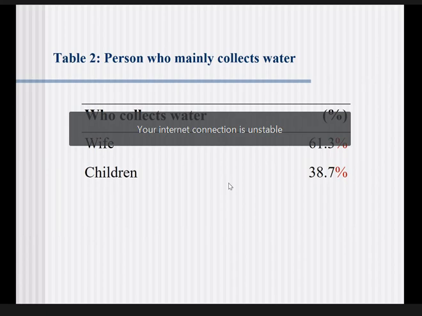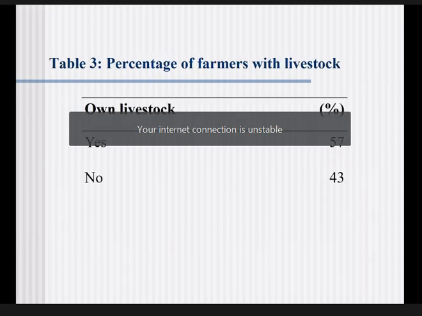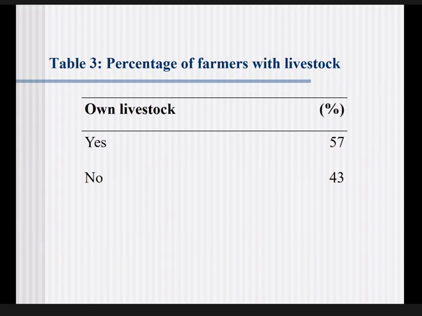This is another faulty table because it has one column, rather one row. Percentage of farmers with livestock. Either you have livestock, that is a yes, or you don't have livestock, that is a no. Now, if it is the percentage of farmers with livestock, and I just type yes, 57%, automatically, the other 43% do not have livestock. So the no line, that row for no, is redundant.